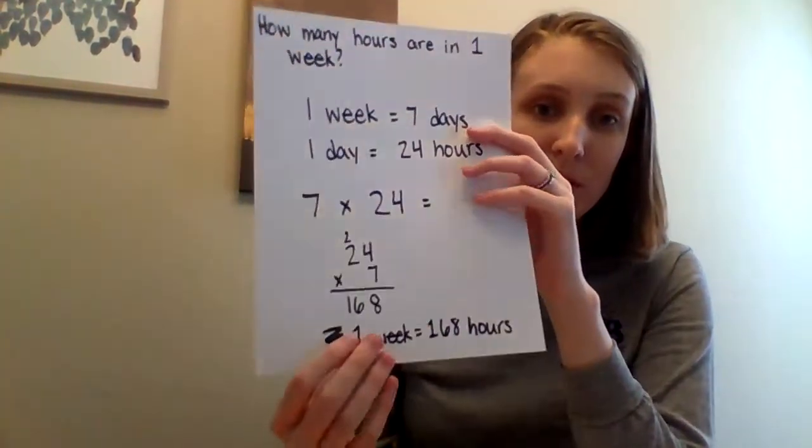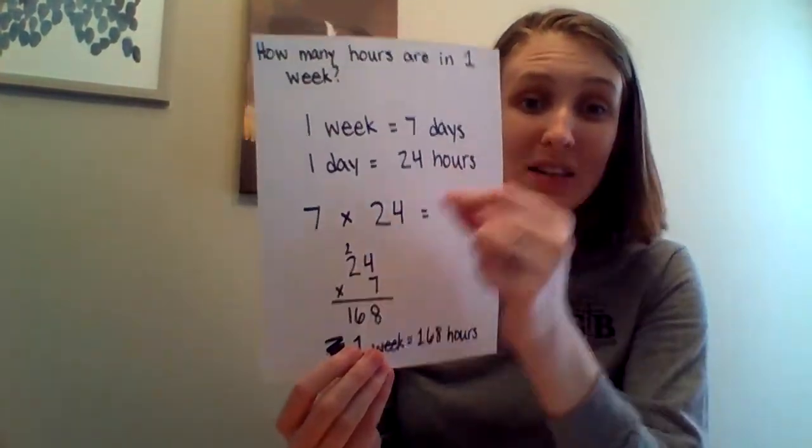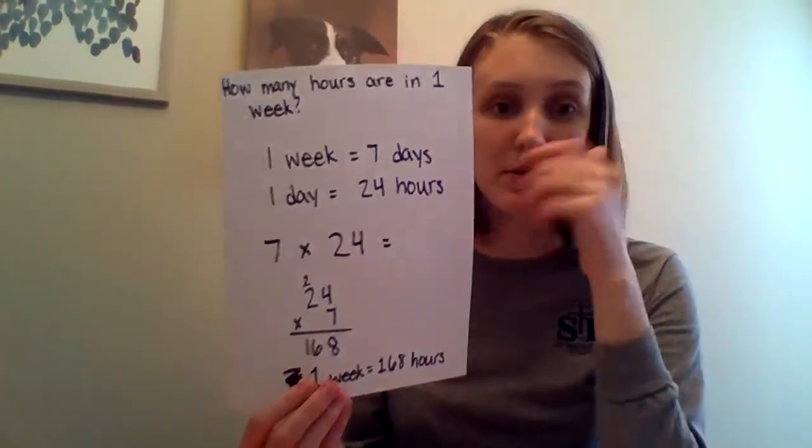So that one was a multi-step equation. You again had to go from weeks to days and then from days to hours. Okay.